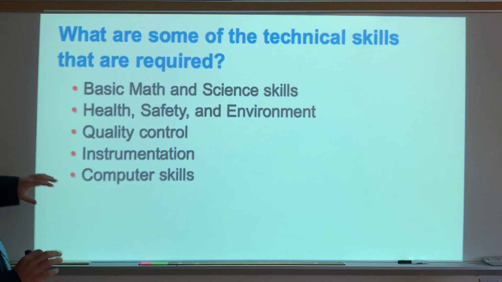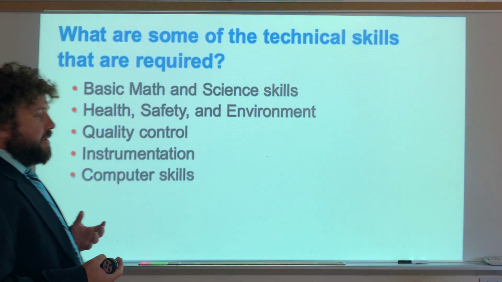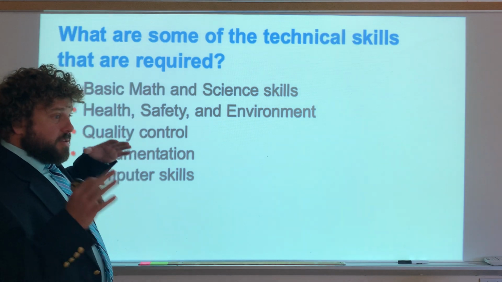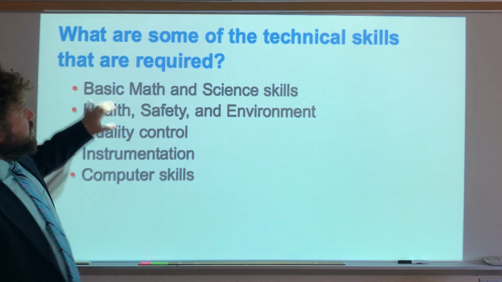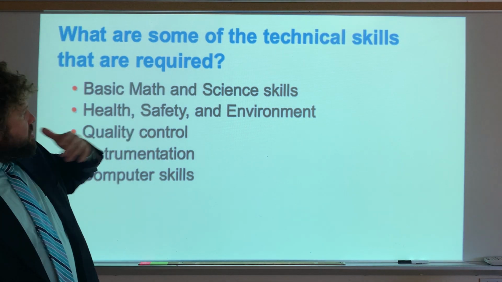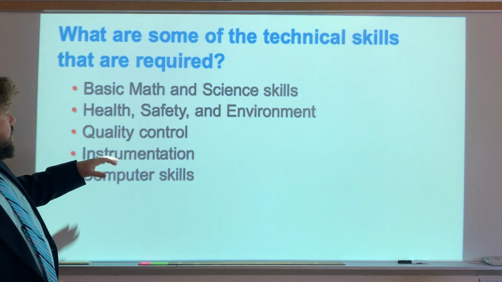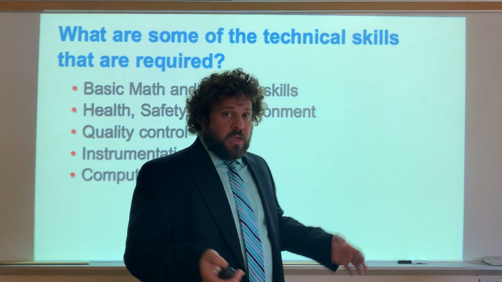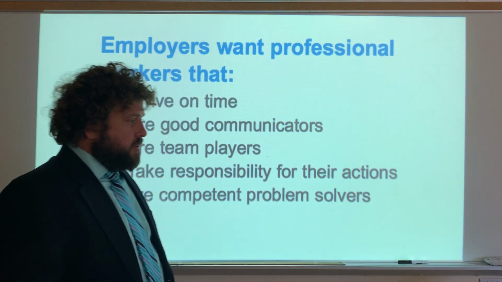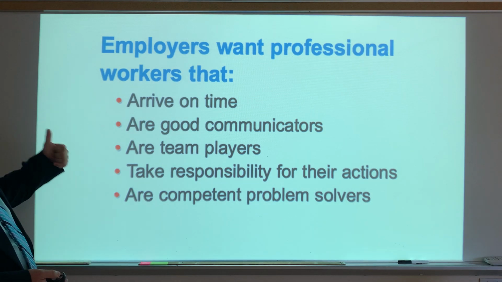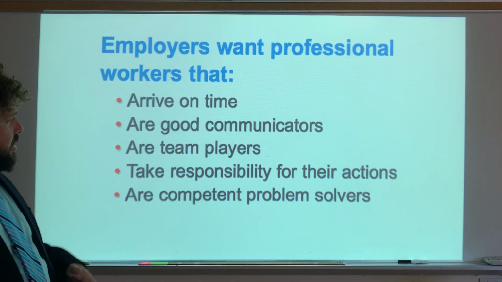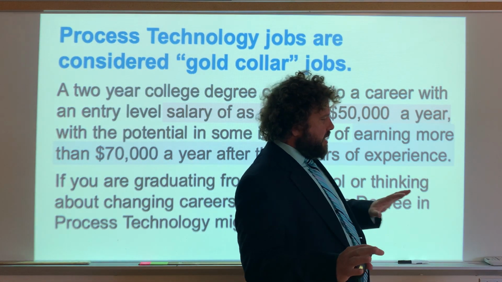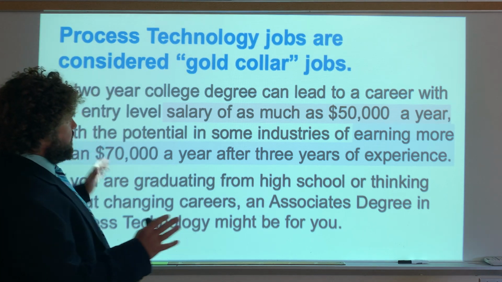Some of the technical skills. Now, you don't need to be a rocket scientist to do this job, but rocket scientists actually sometimes switch from that profession to this job. You just need basic math and science skills, some health, safety, and environmental knowledge. You need to know about quality control instruments and somewhat computer skills. We're going virtual, so all those computer skills right there. The key is you got to arrive on time, be a good communicator, be a team player, take responsibility for your actions, and just be a good problem solver. Okay, all that is pretty much what they want from a process technician.